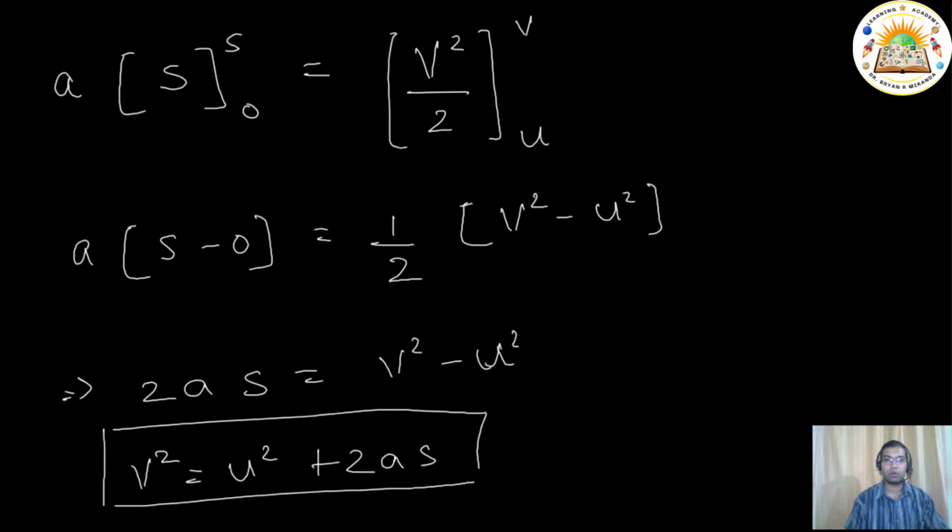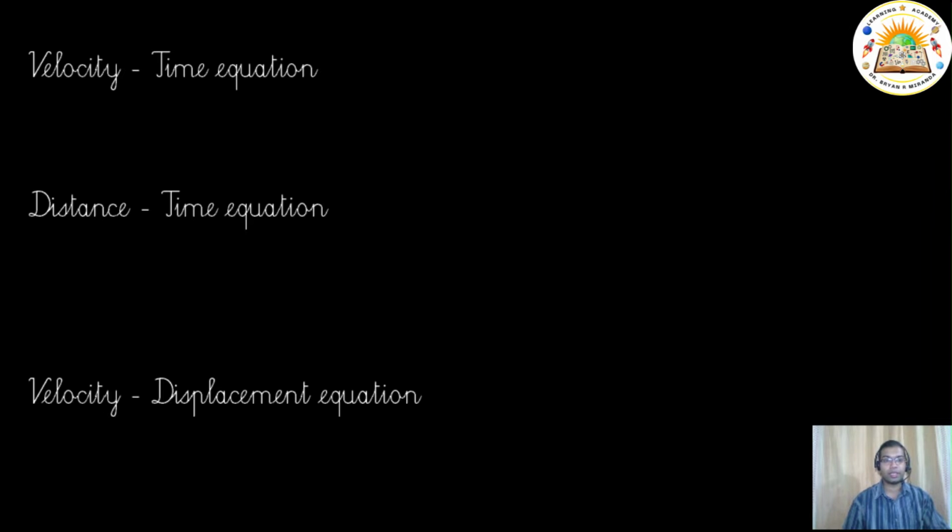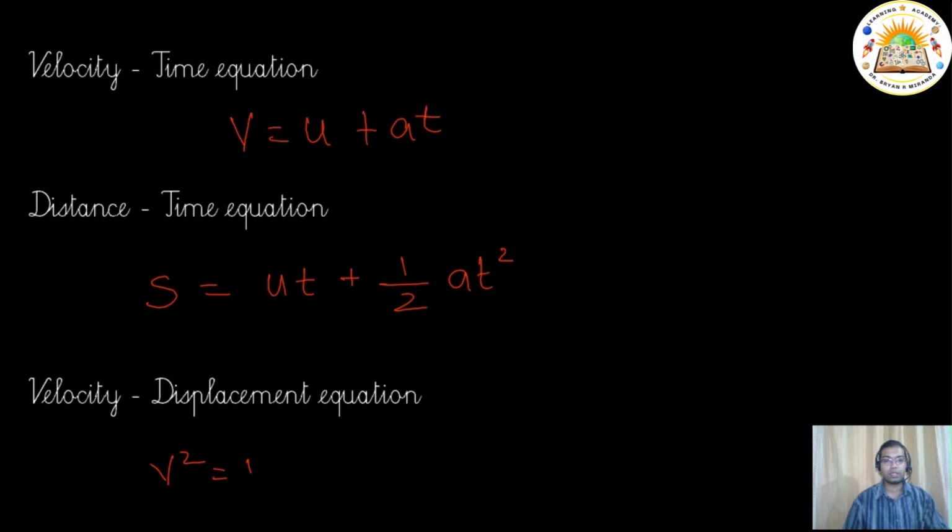So now let us look at the expressions that are given here. So I've got velocity time equation, distance time equation, velocity displacement equation. So the three equations of motion basically come under these three titles. Now the first one is V equals U plus AT, the velocity time equation. The distance time equation is the second equation, which is S is equal to UT plus half AT square. And the third one, velocity displacement equation, is V square is equal to U square plus 2AS.